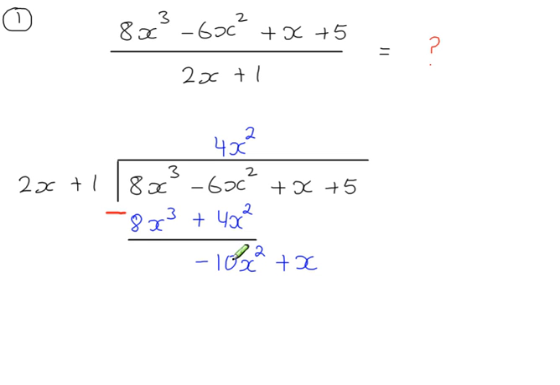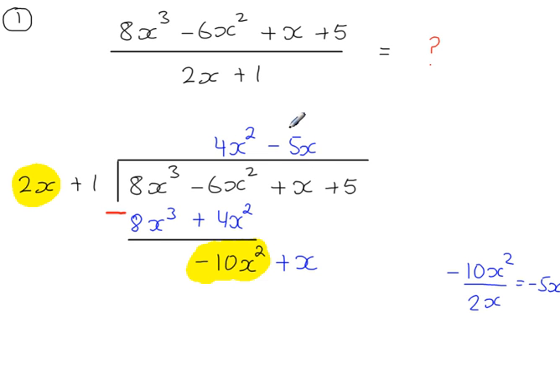And then once again, take the leftmost terms. So we're working at this stage down here. So the leftmost term here and the leftmost term here, and divide them. So minus 10x squared divided by 2x, minus 5x. The result will go up here. The x terms line up in this column, so minus 5x.